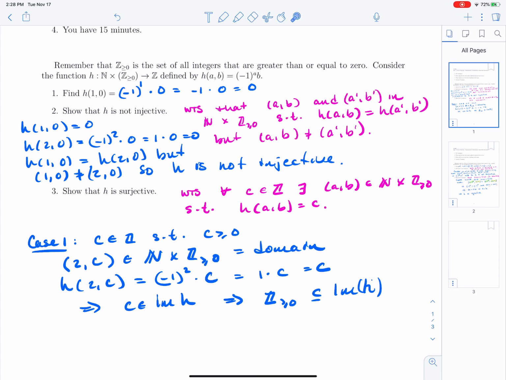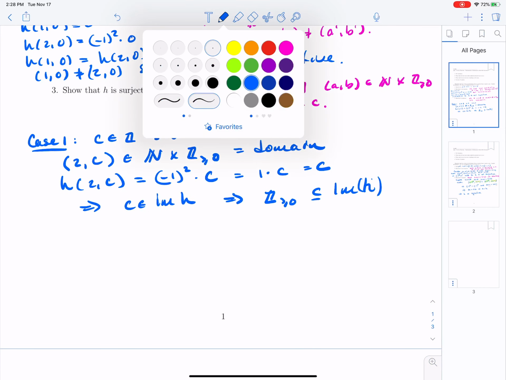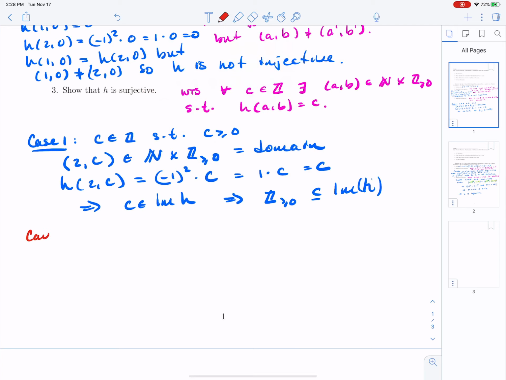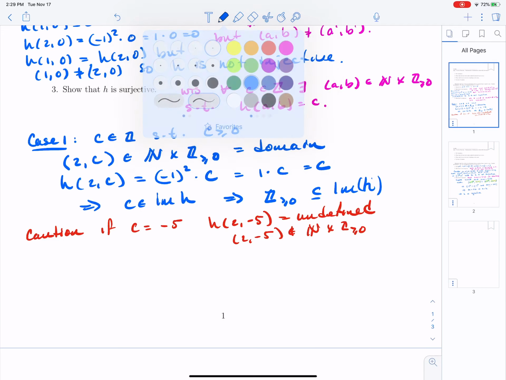It's all integers. What if c starts out as -5? So this wouldn't be part of your proof, but I'm just going to put it in as a little example. So caution, if c equals, say, -5, then h of (2, -5) is undefined, because (2, -5) is not an element of the natural numbers cross the positive integers. All right, so we can't use that argument, so we need another argument for the negatives.